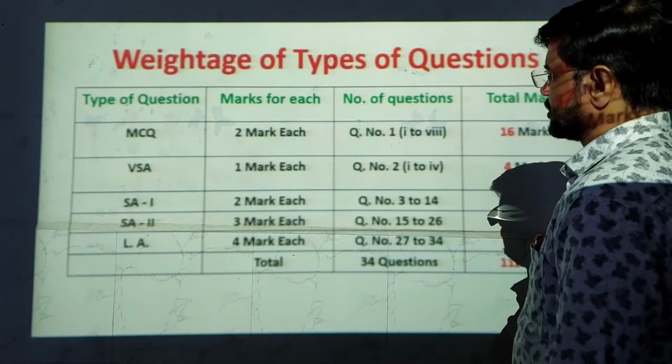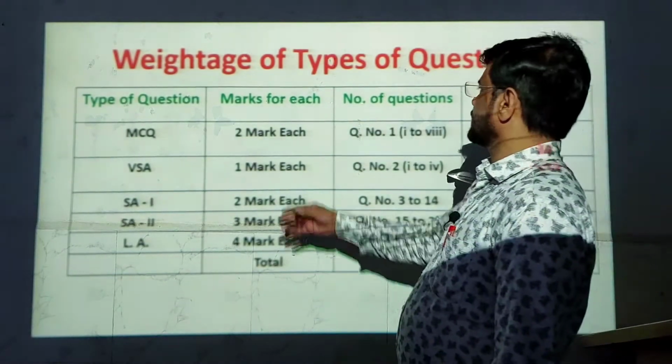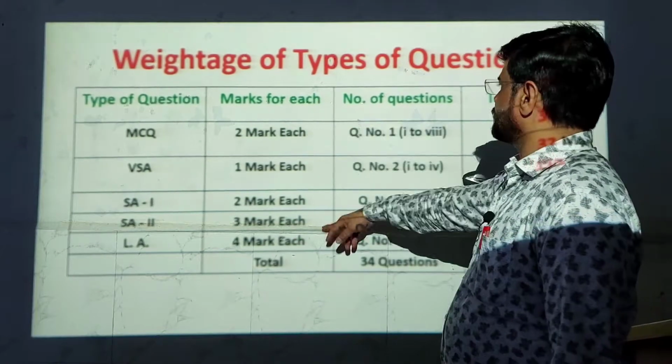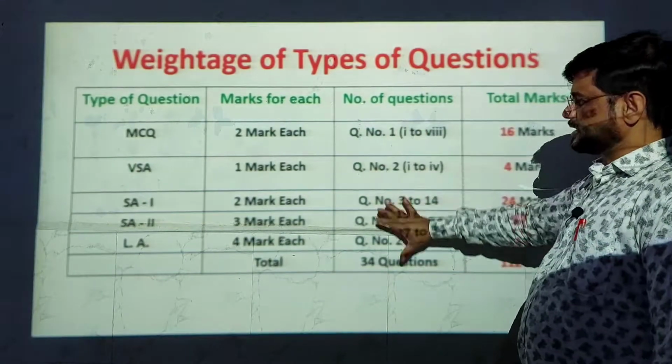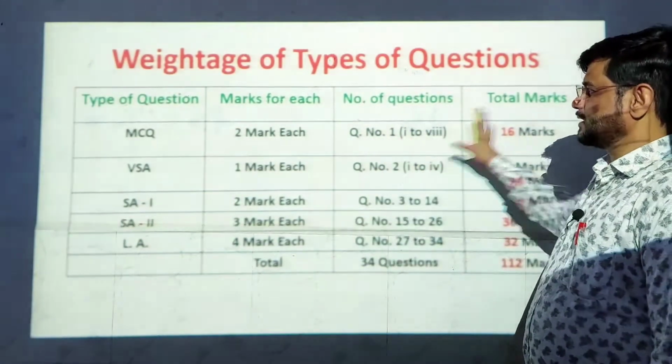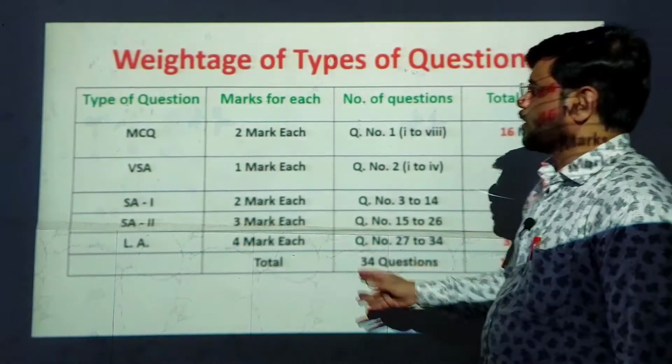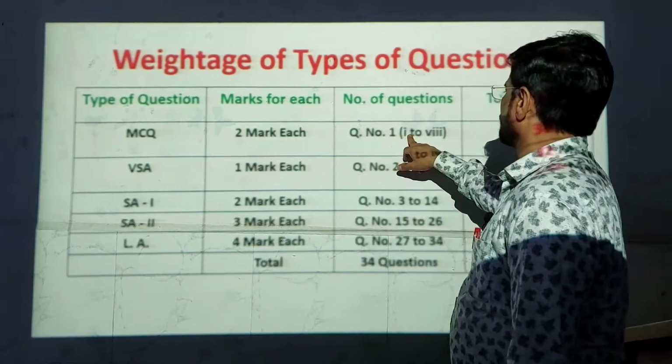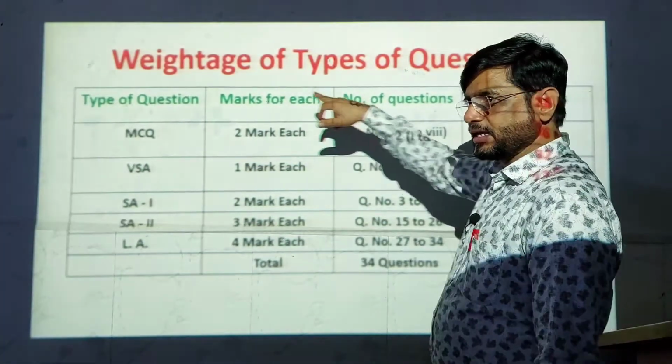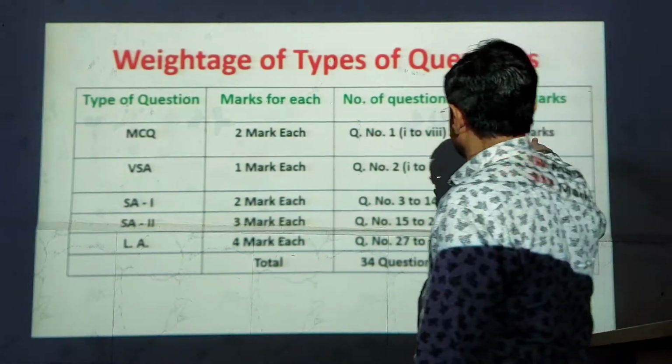Okay. Now the weightage of type of questions. Here, types of questions and marks of each question. You can remember this table, okay, you will get all the full information. Now MCQs, 2 marks each. Question number 1 contains MCQ type, here 1 to 8, that is 16 marks.